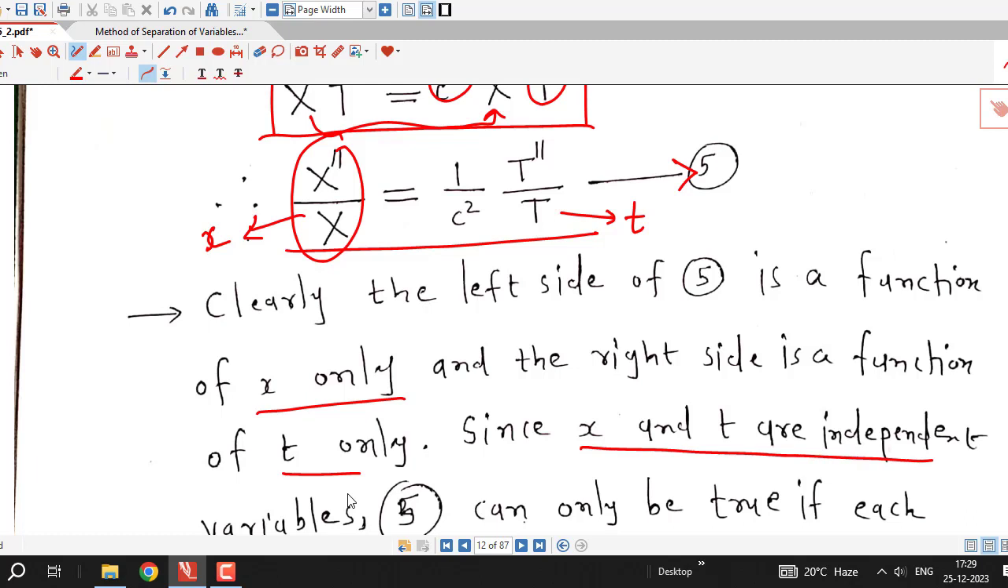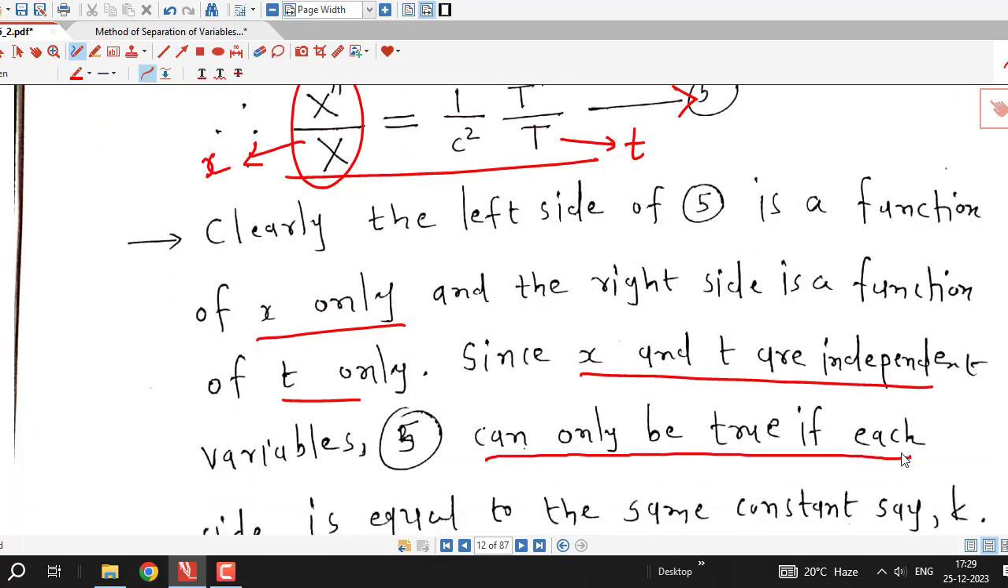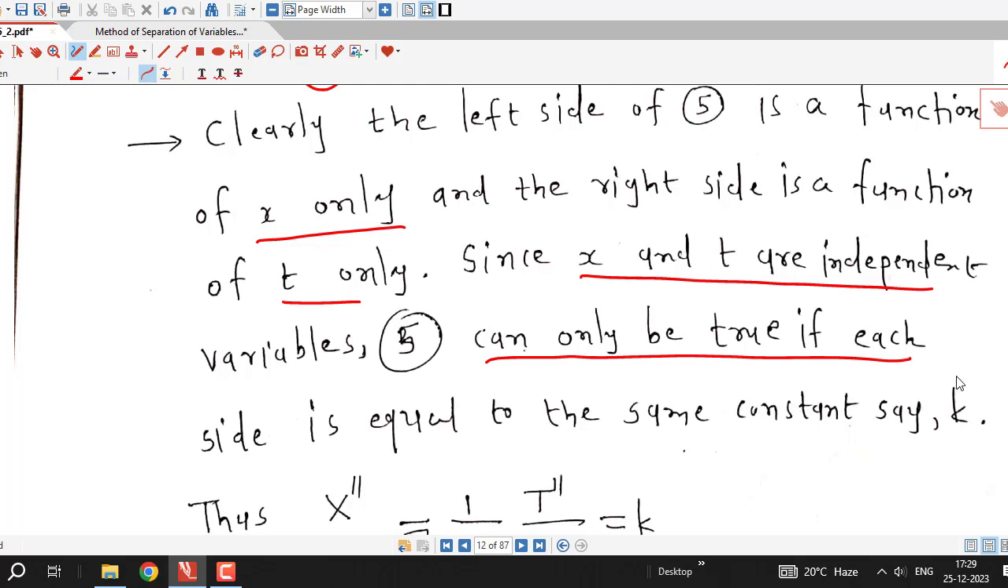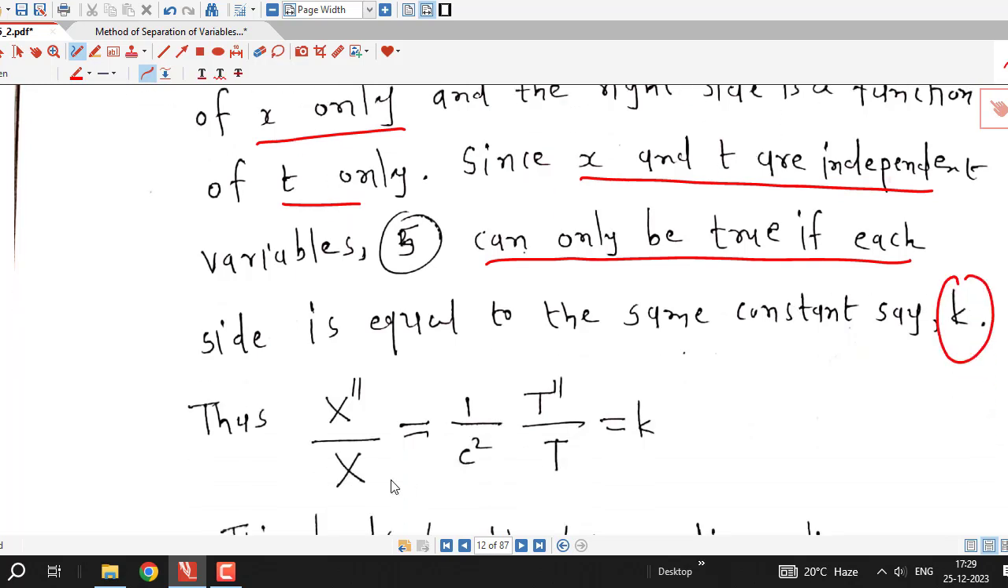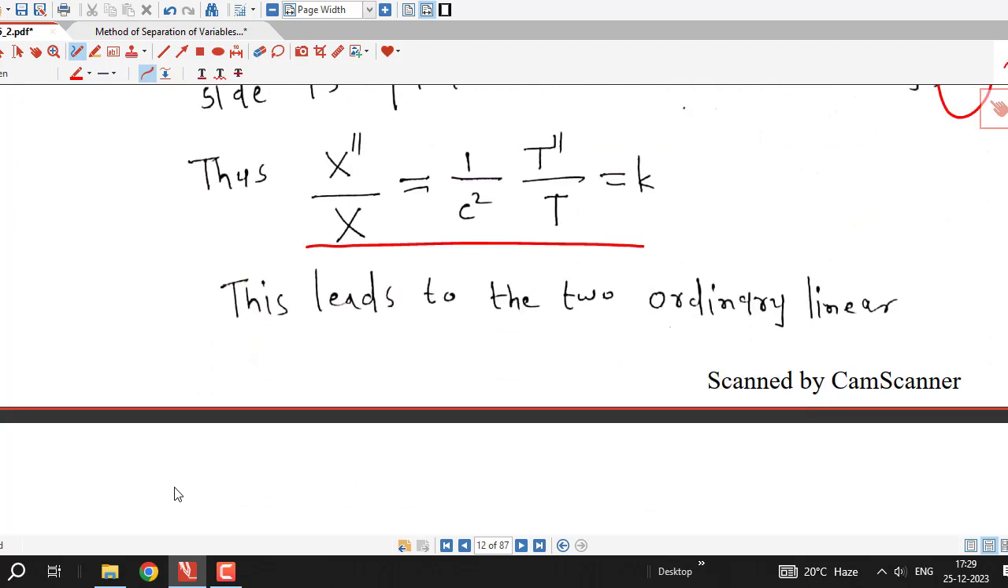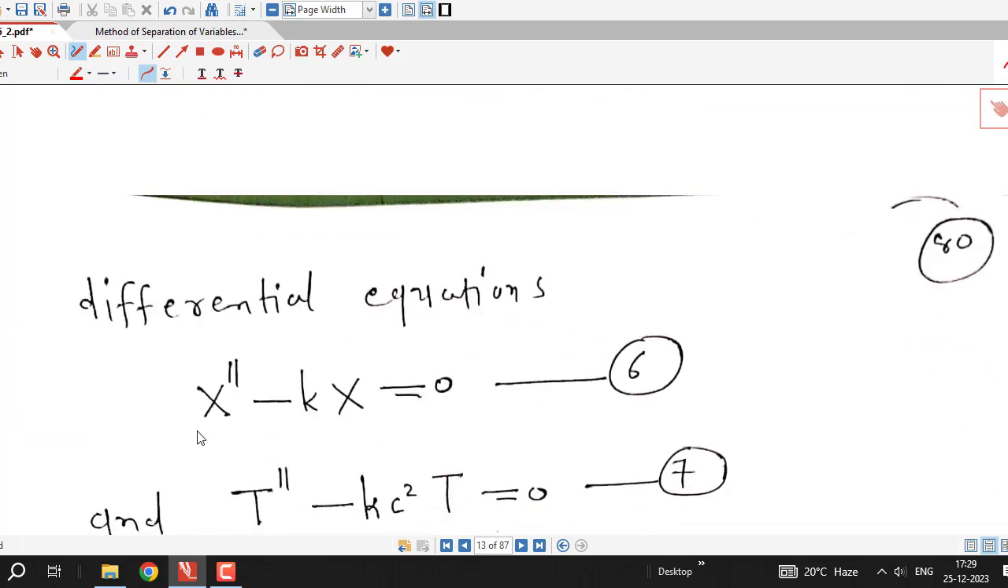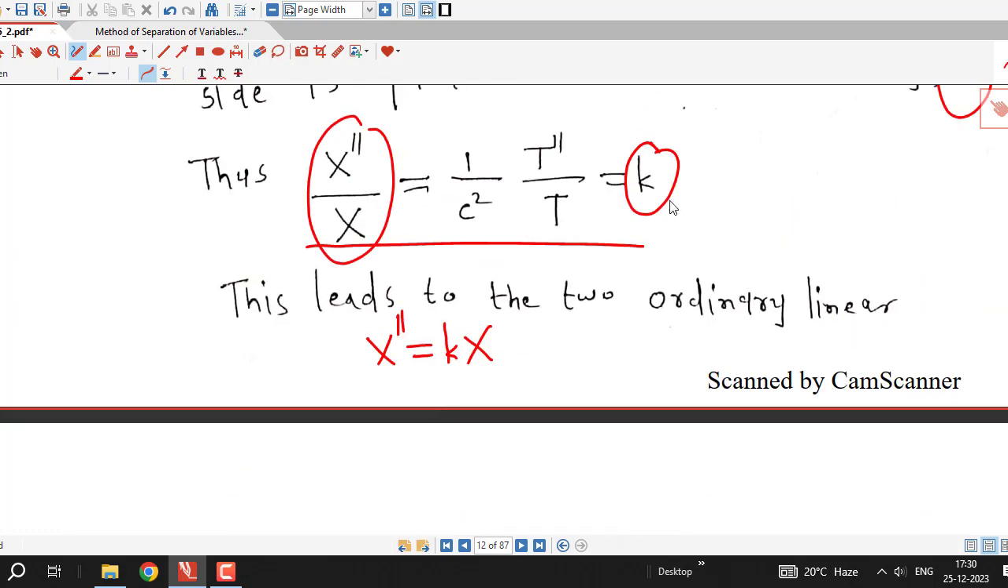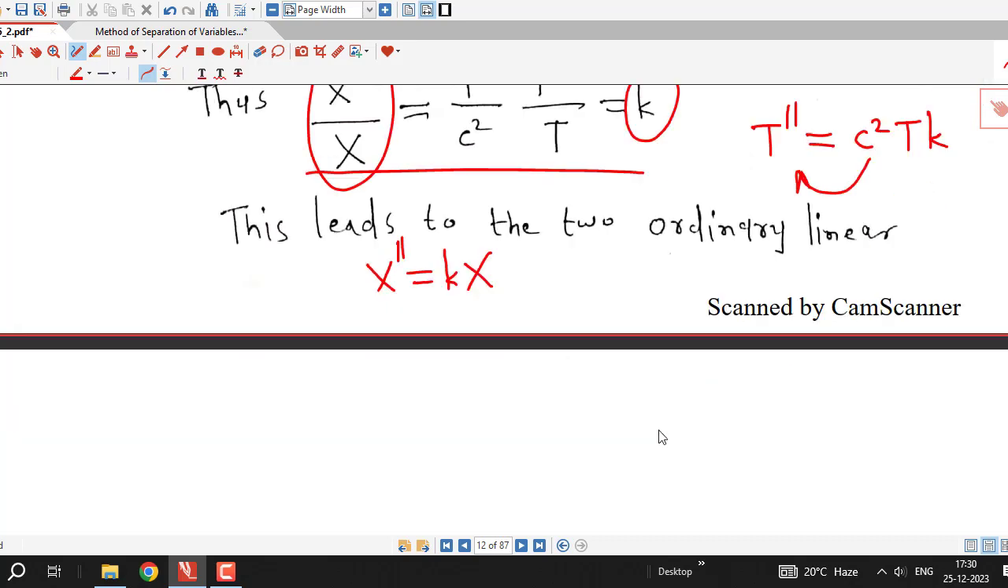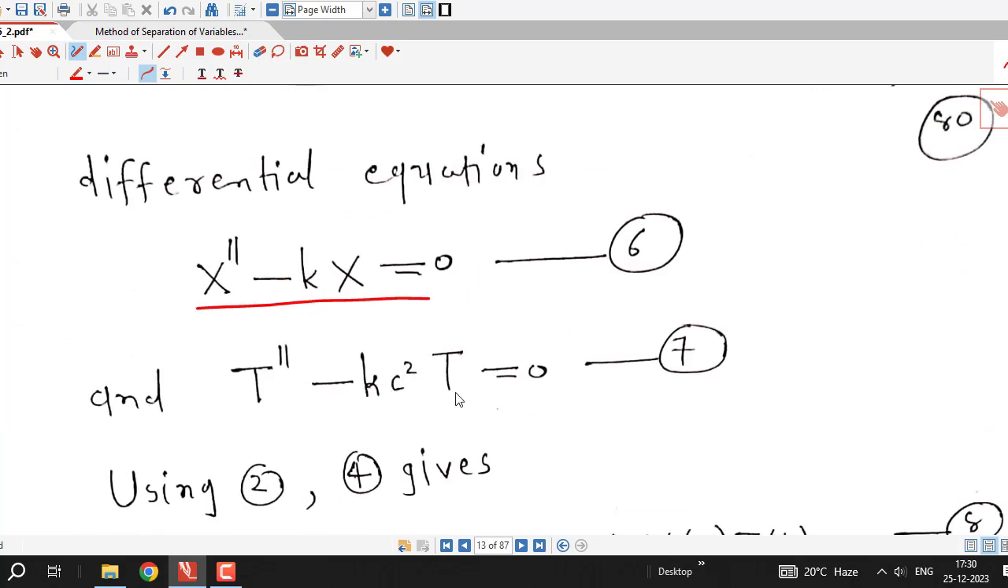Here I have written that the left side of 5 is a function of x only and the right hand side is a function of t only. Since x and t are independent variables, 5 can only be true if each side is equal to the same constant, say k. Therefore, we equate both sides equal to k. And from this, we will have two ordinary differential equations. Comparing with k, I will have X double dash equal to k times X, and I will obtain X double dash minus kX equal to 0. Similarly, from this I will write T double dash equal to c square T times k, and I will have T double dash minus c square k times T equal to 0.